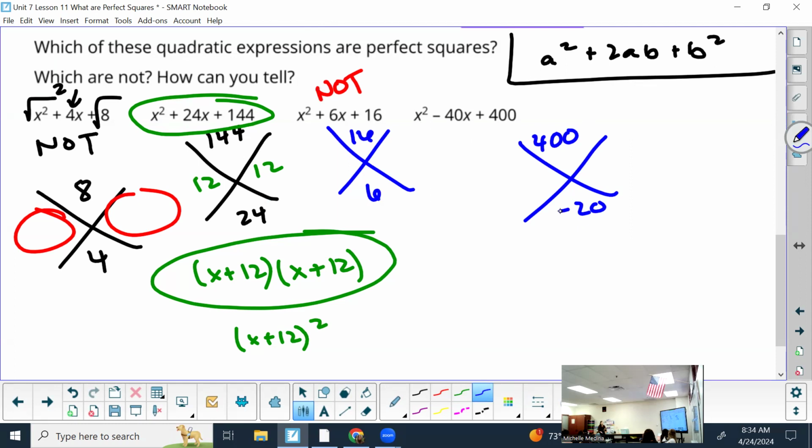Or not negative 20, negative 20. So if it is a perfect square, then I would have the same number here and here. Do we know the square root of 400? Can we look that up if we go?